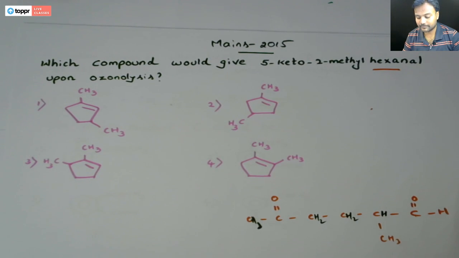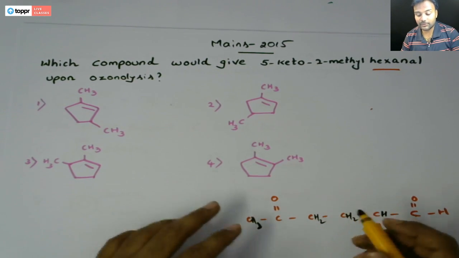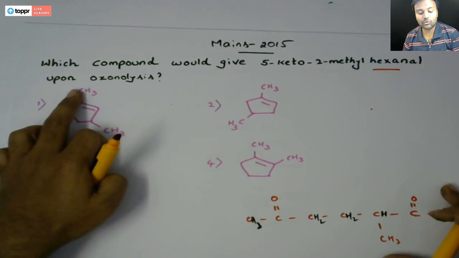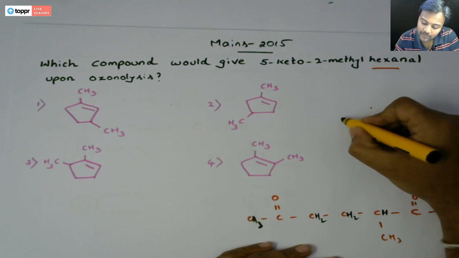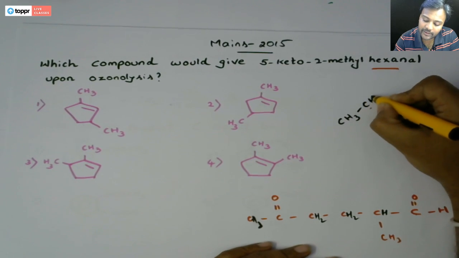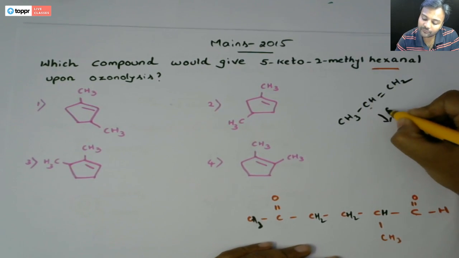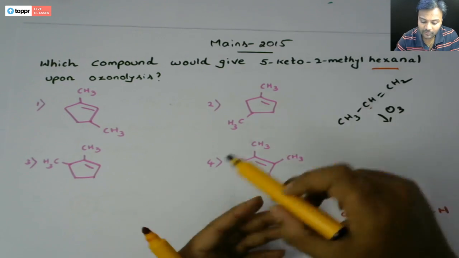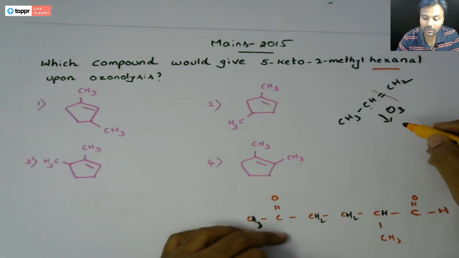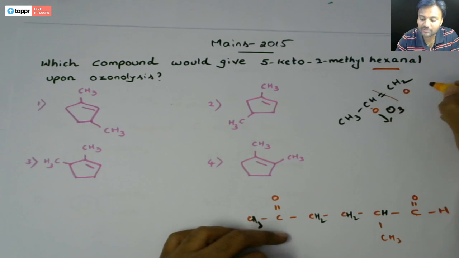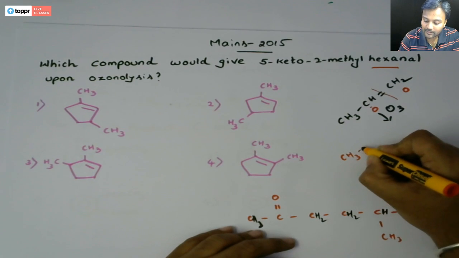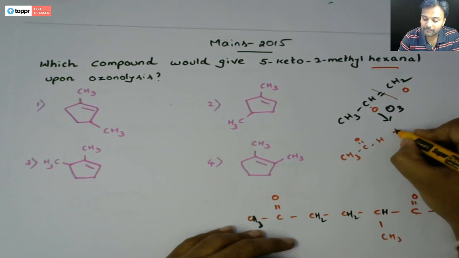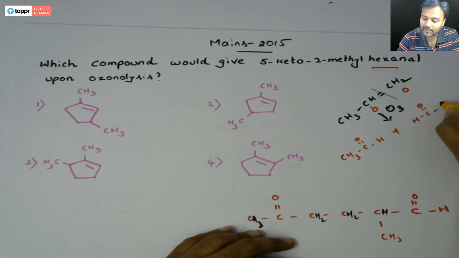Yes, in this way. Now, when do you get this compound upon ozonolysis? I already told you how to find the products of ozonolysis, right? Say, for example, if you have a compound CH3, CH, double bond CH2, and it undergoes ozonolysis, you break this bond, add one oxygen here, add one oxygen here. So there are 2 products. What are the 2 products? CH3CHO, plus CH2O, meaning formaldehyde, HCHO.